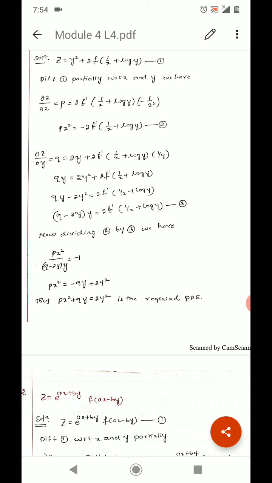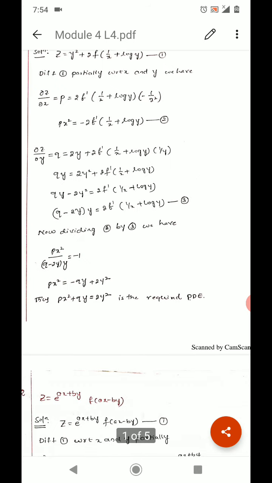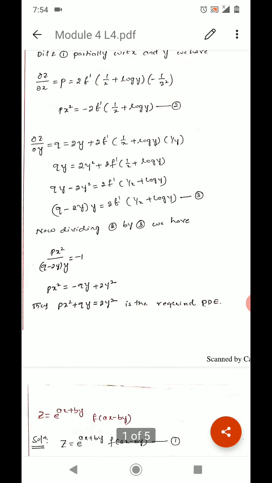So cross multiply y to the left side, we obtain qy equal to 2y square plus 2 f dash of 1 by x plus log y. Take 2y square to the left side. So qy minus 2y square equal to 2 f dash of 1 by x plus log y. Here y is a common factor, so that will become q minus 2y, times y, equal to 2 f dash of 1 by x plus log y. So that is equation 3.